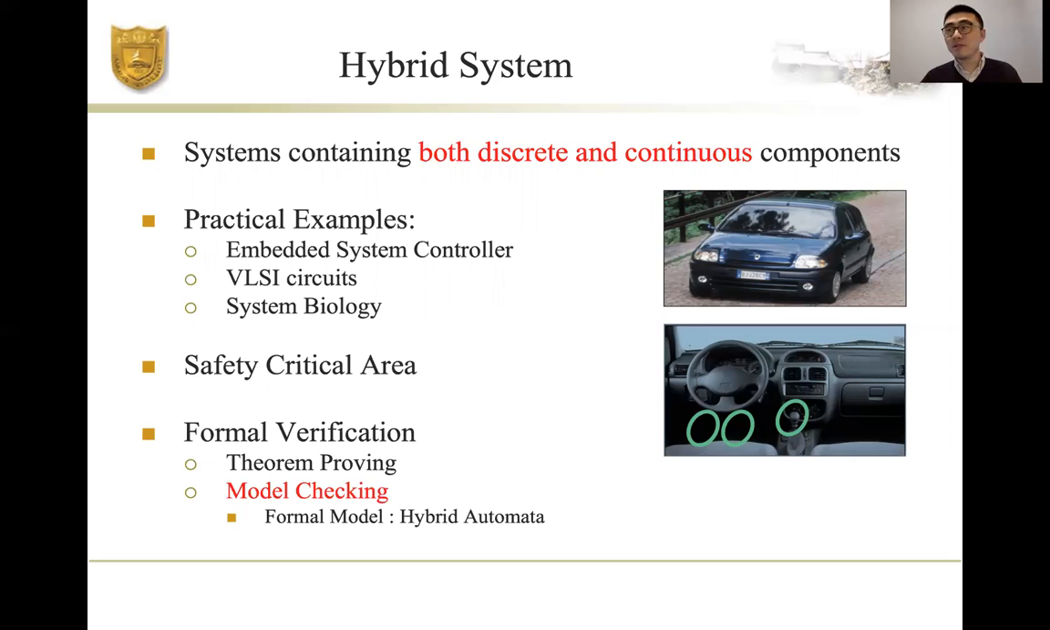And basically, there are two ways of formal verification. One is theorem proving, and the other is model checking. And today, we are talking about model checking. So for model checking, you need to have a formal model of the system. Then you do the state space computation, right? So here, the formal model we use is hybrid automata.